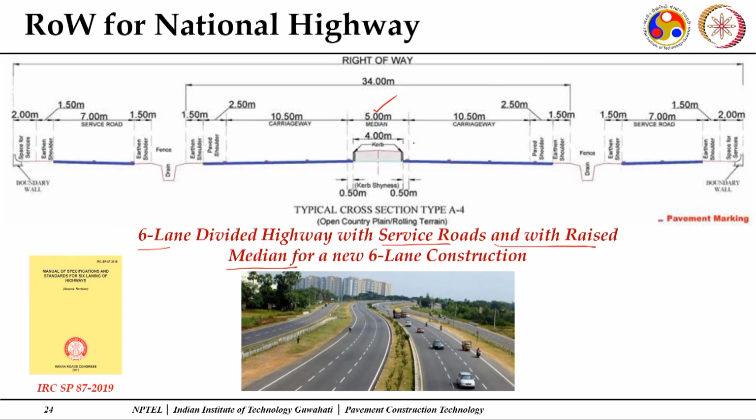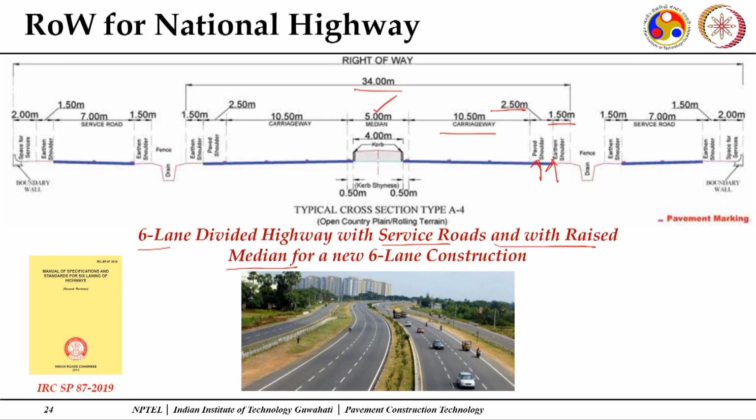Then you have given 10.5, considering 3.5 meter for one lane. So, for 3 lanes you have given 10.5. Then there is a paved shoulder of 2.5 meter width and an earthen shoulder of 1.5 meter width. So, finally, my roadway width is 34 meter, which includes my carriageway, median and my shoulders.